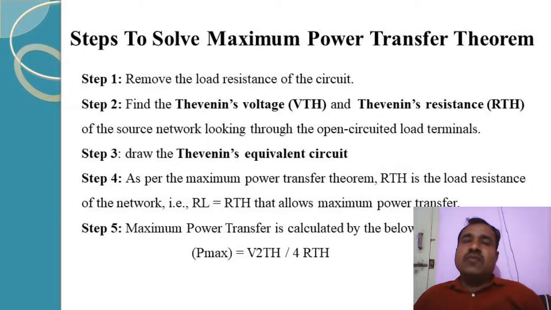And to deliver maximum power, we have a condition, that is RL should be equal to RTH. Only then is the maximum power transferred. Hence you can find out the value of load resistance to which maximum power is delivered using this condition, and then you can also calculate the maximum power that is transferred, that is the value of P max is equal to VTH squared divided by 4RTH.